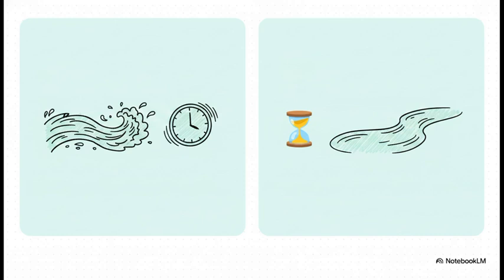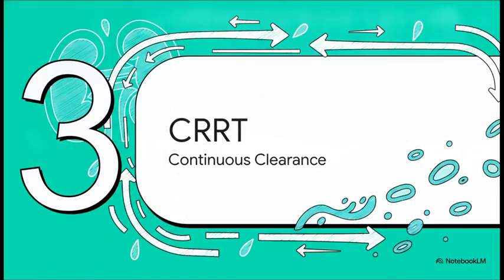While IHD clears solutes rapidly via diffusion over a quick 4-hour window, CRRT takes the slow road, operating over a continuous 24-hour period. It relies much more heavily on convection, slowly adapting to fluid volume changes. This prevents that hypotensive crashing related to rapid volume depletion, making CRRT the absolutely necessary gentle choice for patients in shock or multi-system failure. Which brings us to Section 3, CRRT, Continuous Gentle Clearance.